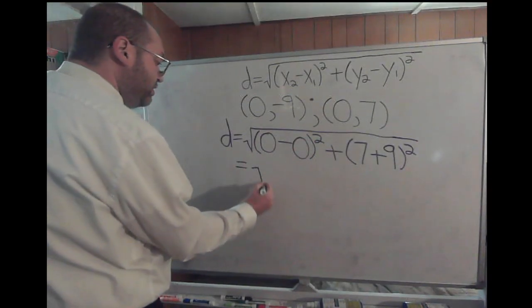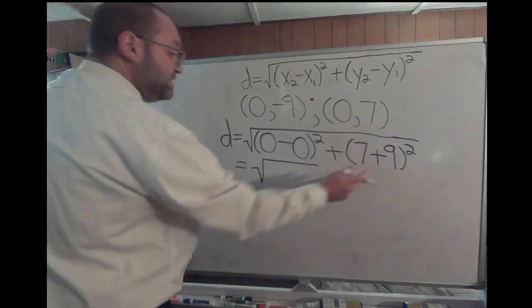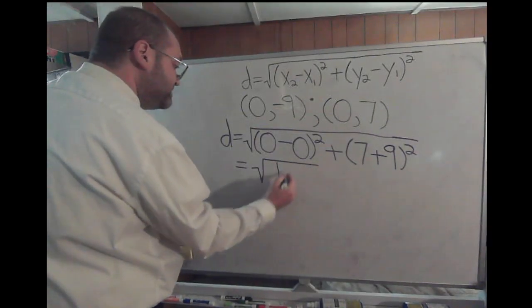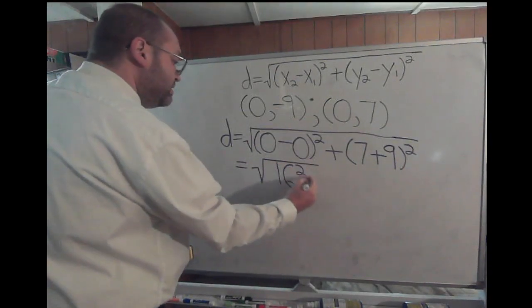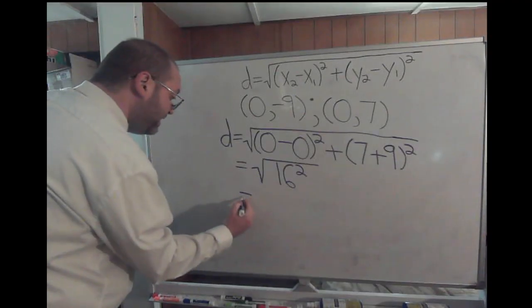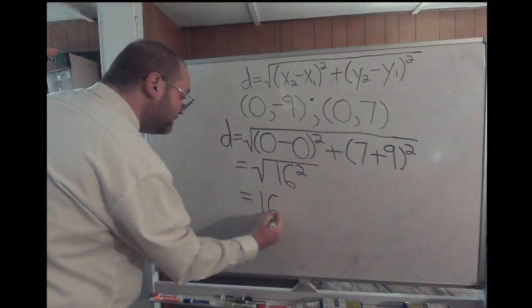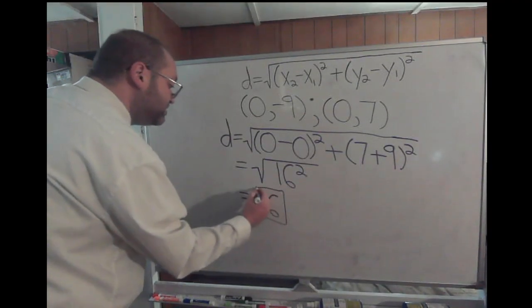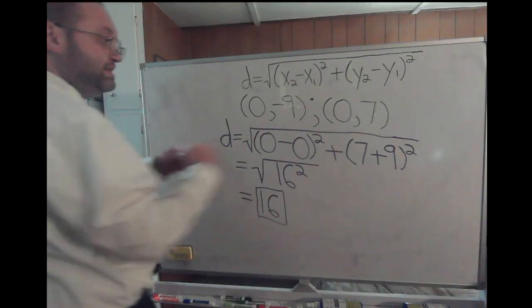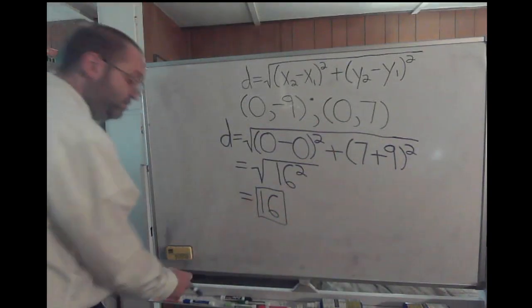We know that's 0. But 7 plus 9, that's 16, so you'd have 16 to the second power. Square root of 16 to the second power is simply 16. So the distance between 0, -9 and 0, 7 is going to be 16 units.